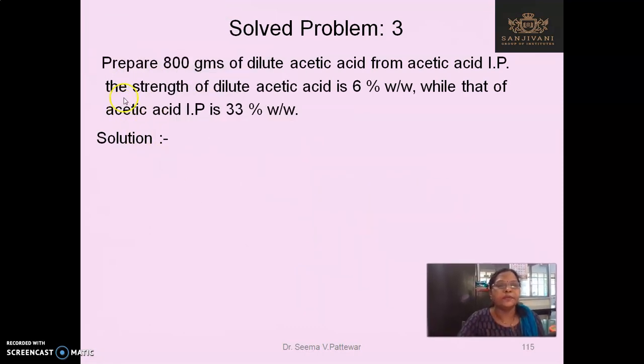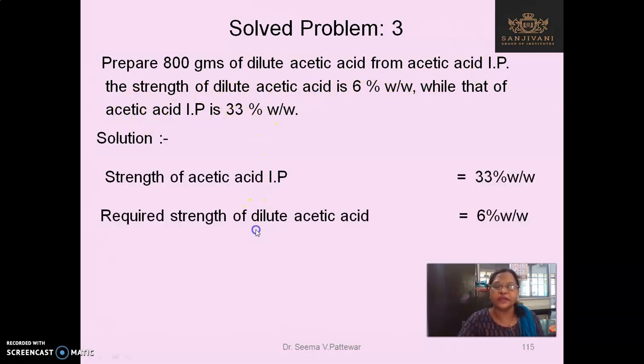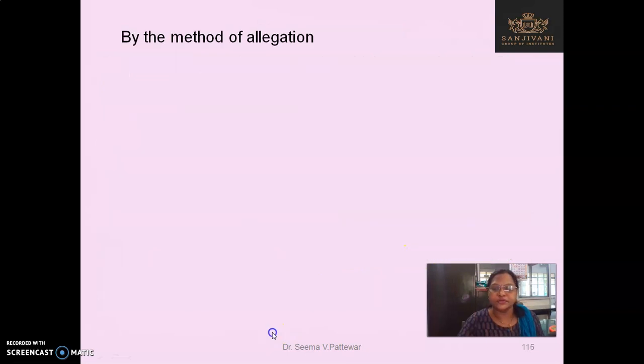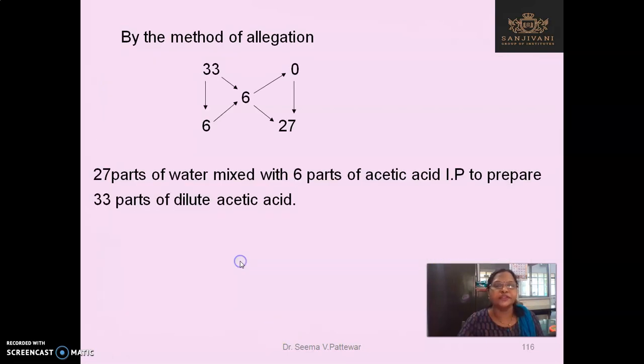Prepare 800 grams of dilute acetic acid from acetic acid IP. The strength of dilute acetic acid is 6%, while that of the acetic acid is 33%. Already you know that. So this is the given. Dilute acetic acid is prepared by diluting the acetic acid with water. So see again the formula by alligation method.